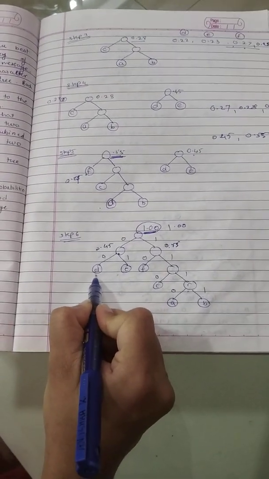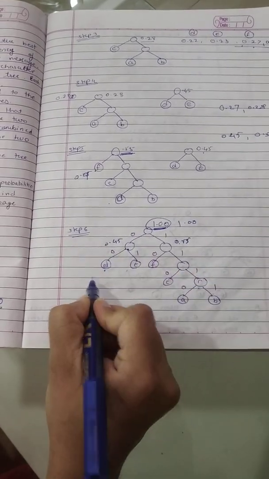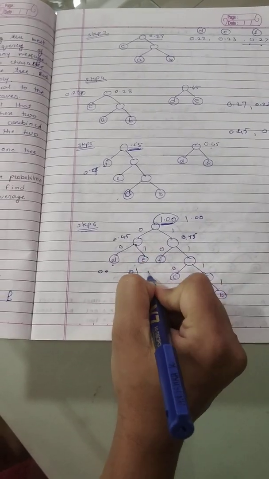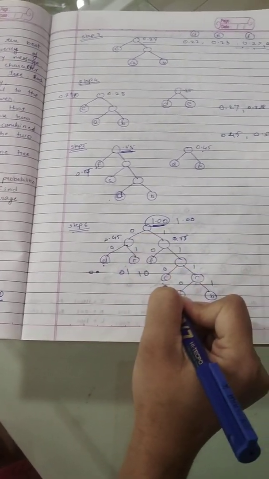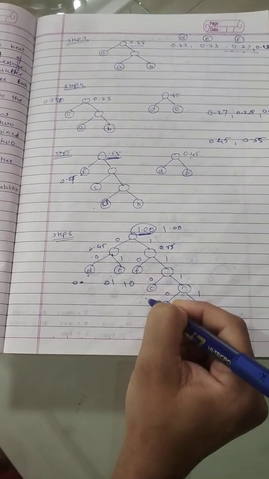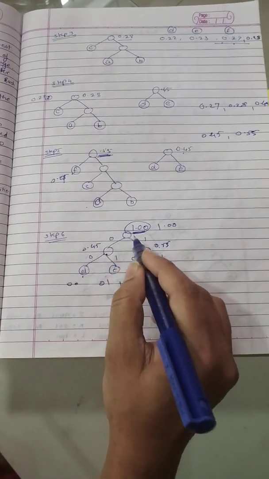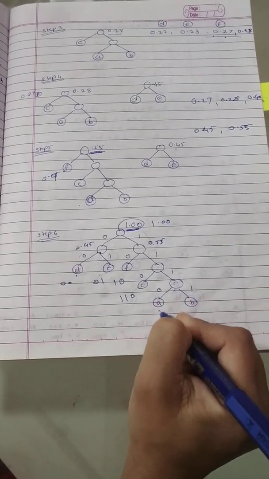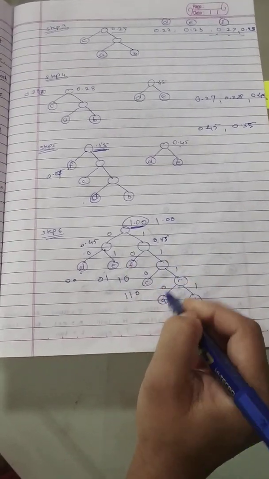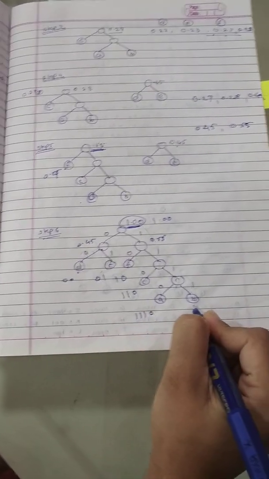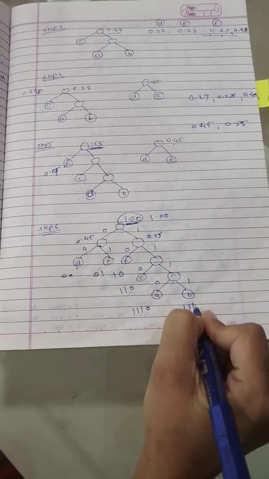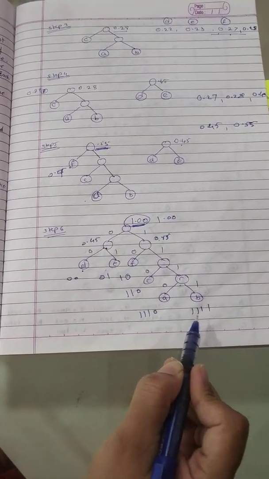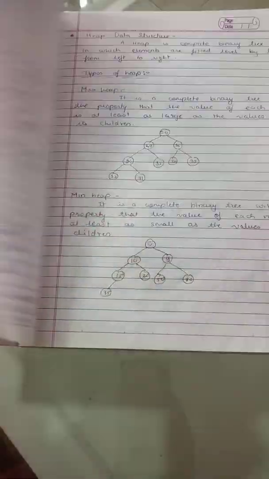Here Huffman code for D will be 00, Huffman code for E will be 01, Huffman code for F will be 10, Huffman code for C will be 110. We have to write down from the root node only: 1, 1 and 0. Code for A will be 1110, means triple 1 and 0, and code for B will be 4 times 1. These are the different codes for each and every character or node of your Huffman tree.